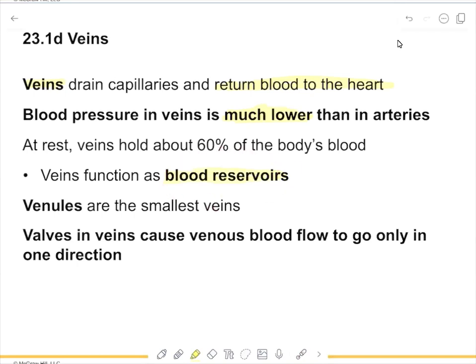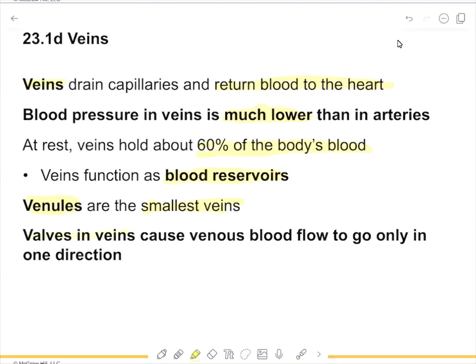And what that means is that at any one time, 60% of the body's blood is going to be held in the veins. As you saw from the previous diagram, there are three groups of veins. The first one is the venules. They're the smallest of the veins. And then the diameter of the vein starts to get larger and larger. We have some medium-sized veins. And then finally, the largest veins, like the vena cava.